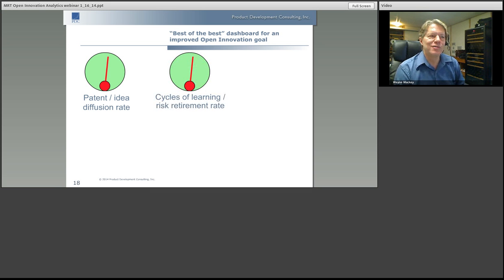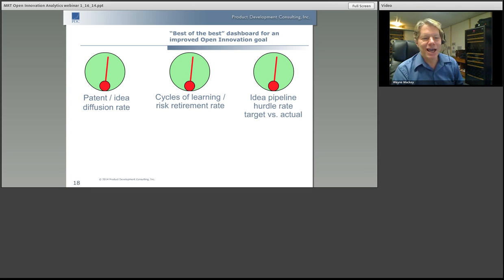Next up, what's our cycles of learning and our risk retirement rate? Next up, idea pipeline hurdle rate. What do we want in our pipeline in terms of how good they have to be to make it through the pipeline? And that rate, if it takes a 50% payback versus 100% payback to make it through our pipeline, we actually have stronger ideas if the hurdle rate can continue to rise higher and higher and still have the right number of projects and ideas come through the pipeline.